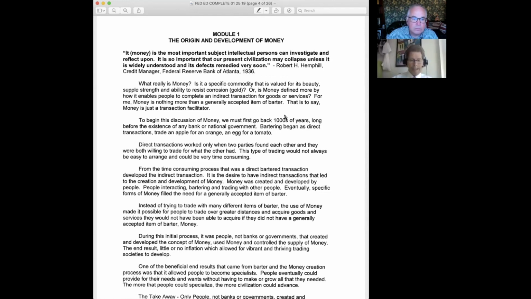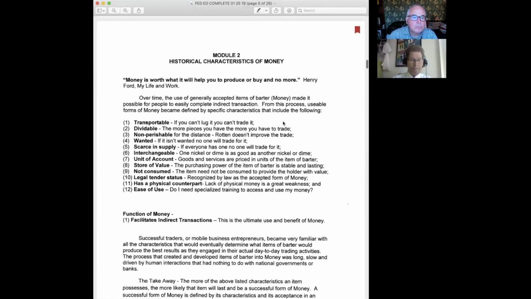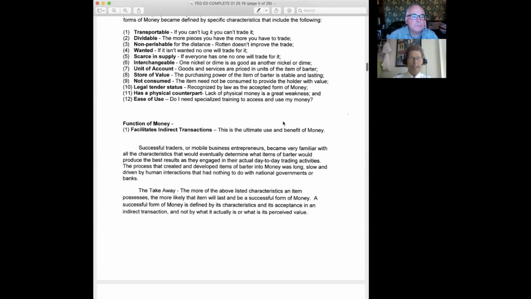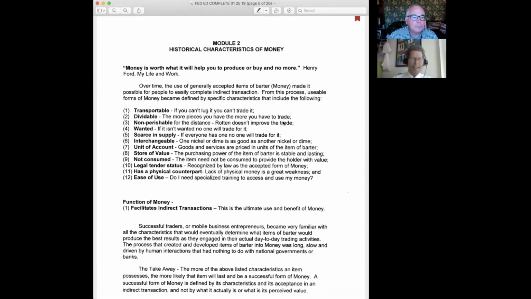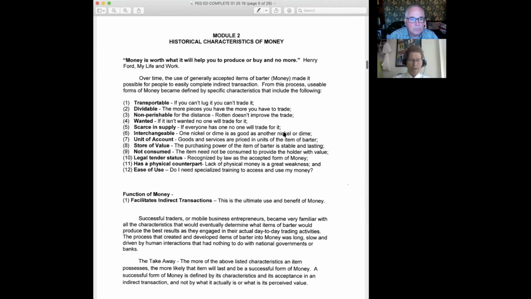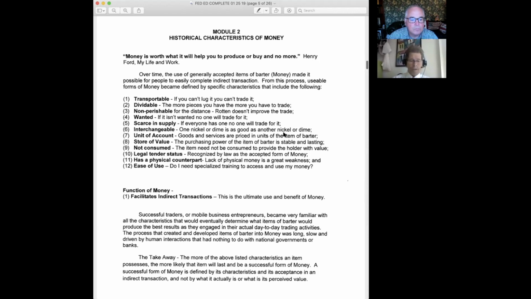Module 2 is a pretty good listing, all 12 of them, of what I call historical characteristics of money. These characteristics helped people decide what they would use as money at a certain point in time, in a certain culture, in a certain region. Basically, they help define what a culture, a community, a country will use as money.